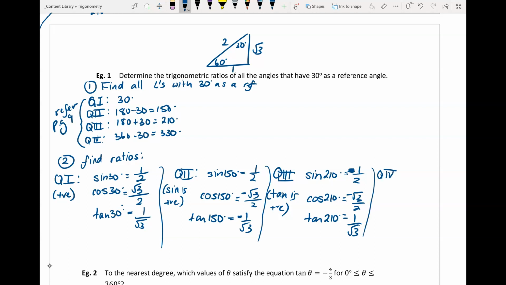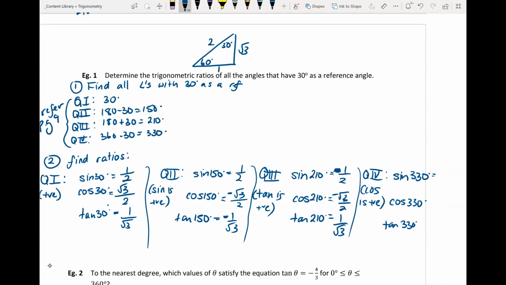Lastly, we're going to look at quadrant 4, and this is where cos is positive. So then we're looking for sine of 330, cos of 330, and tan of 330. Again, the same ratios as the one in quadrant 1. The only thing that changes is that cos is positive and then sine and tan are negative. So it'll be negative a half and negative 1 over root 3. And then we are done with this question.